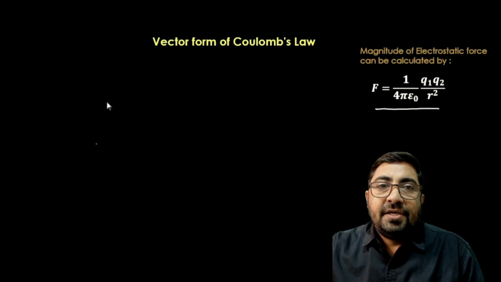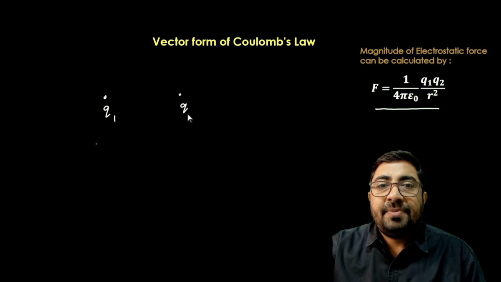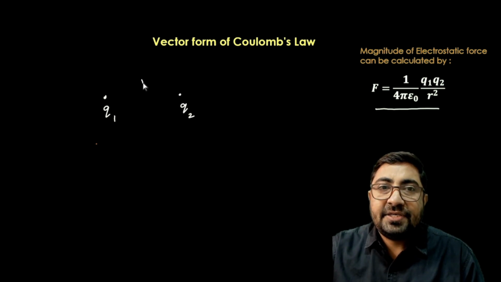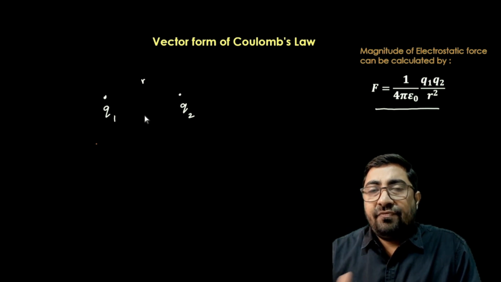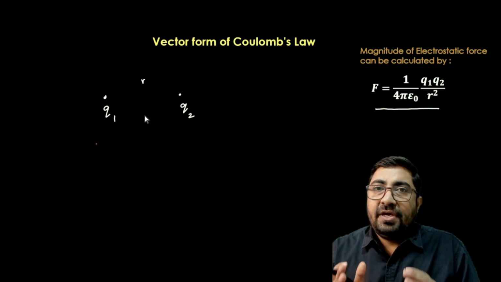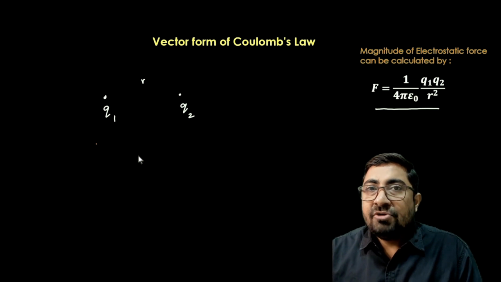Let us consider there are two charges, q1 and q2, separated by some distance, let's say r. In order to apply the direction format, first of all we have to understand some symbols and notations. What are the symbols and notations?